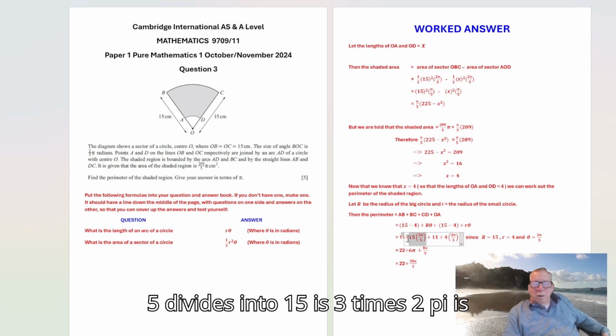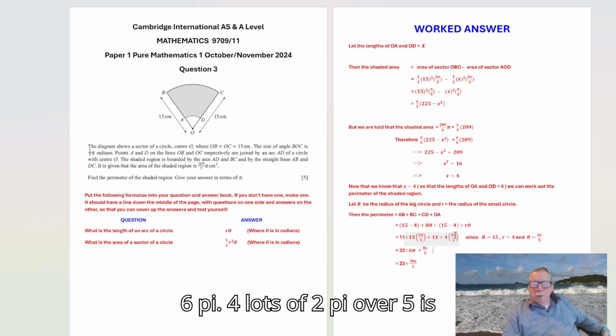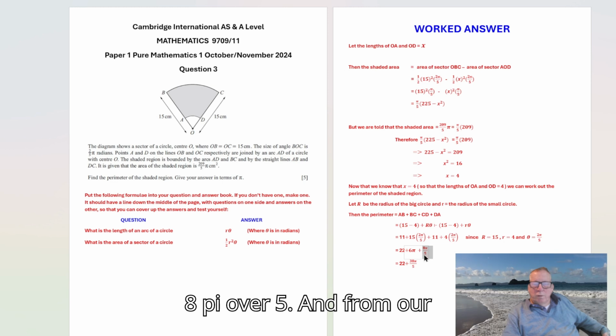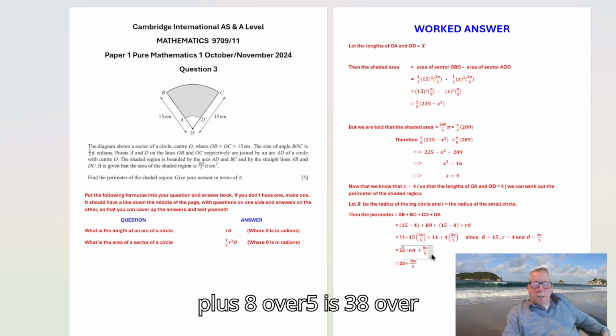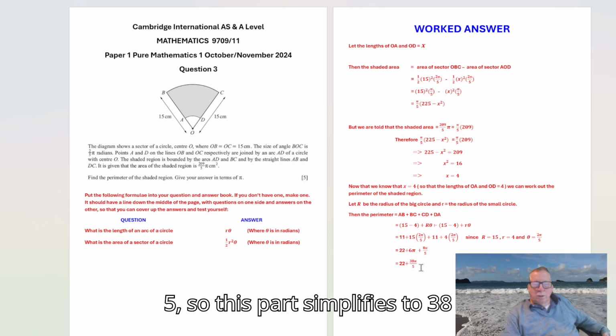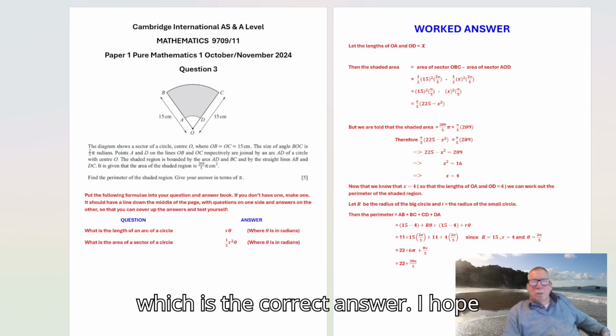Here, the 5 divides into 15 is 3 times 2 pi is 6 pi. 4 lots of 2 pi over 5 is 8 pi over 5. And from our knowledge of fractions, we know that 6 plus 8 over 5 is 38 over 5. So this part simplifies to 38 pi over 5, which is the correct answer.